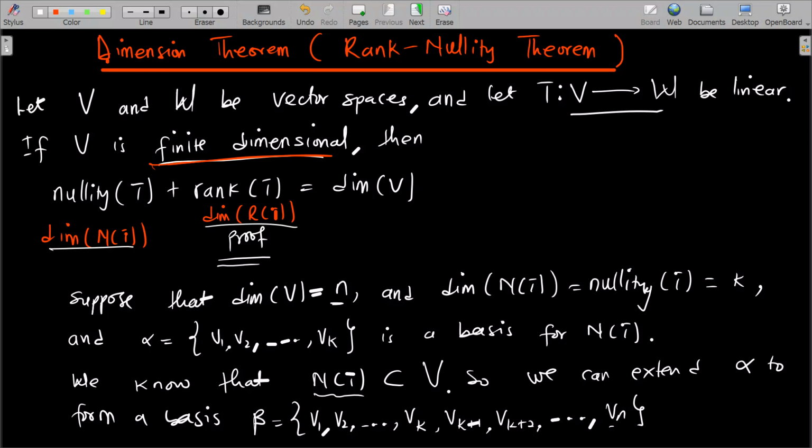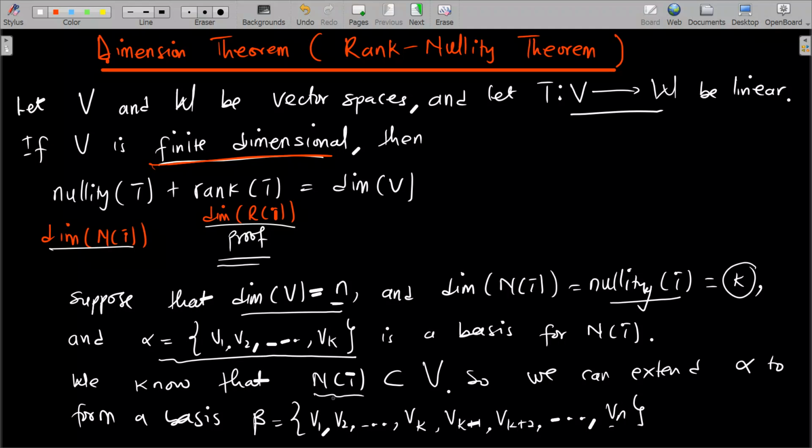So suppose that the dimension of V is equal to n. Because V is finite dimensional, we know the dimension, right? And the dimension of the null space, because we can find the null space of V, which is the same as the nullity of T, is equal to some k. And if you know the null space of linear transformation, then we can obviously find a basis, right? So we say that alpha equals this is a basis for the null space of T.